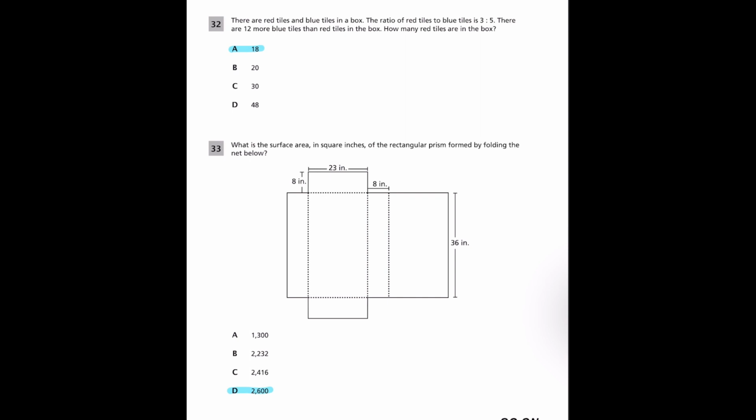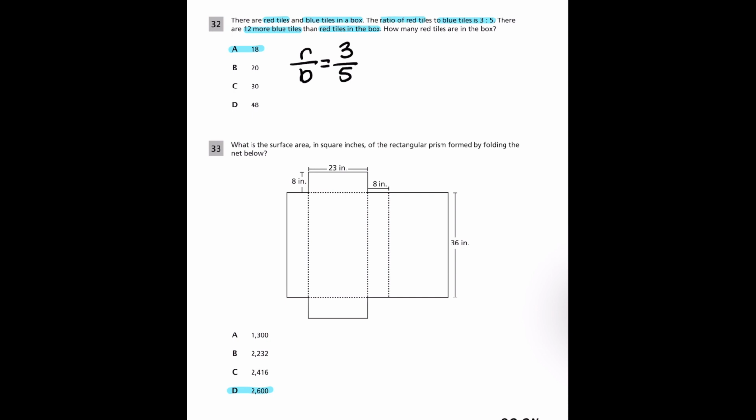Let's start. There are red tiles and blue tiles in a box. The ratio of red tiles to blue tiles is 3/5. If there are 12 more blue tiles than red tiles in the box, how many red tiles are in the box? Okay. So let's write down what we definitely have. We have the ratio of red to blue is equal to 3 to 5. And we know there are 12 more blue tiles than red tiles in the box. How many red tiles are in the box?